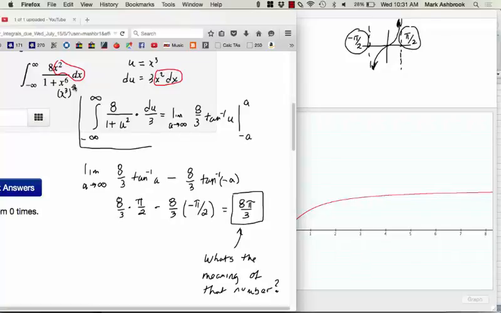Yeah. I have the total amount of change from negative infinity to infinity of something with the rate of change as 8x squared over 1 plus x to the 6th. Okay, so he said, the total amount of change as x goes from negative infinity to infinity of something that has a rate of 8x squared over 1 plus x to the 6th. Yeah, well said. That's good.